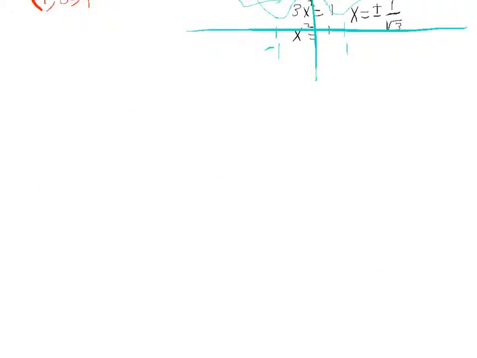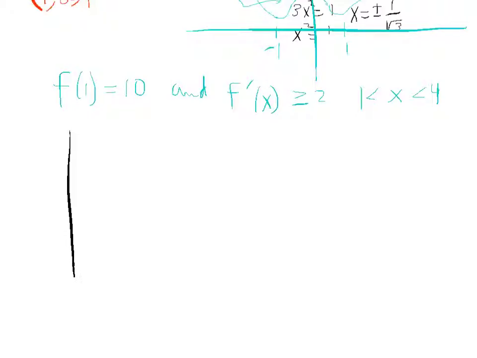And then you asked me this question: if f of 1 is 10 and f prime of x is greater than or equal to 2 when x is bigger than 1 and less than 4, how small can f of 4 be? I'm going to change marker back to black. Well, if you just made a little picture, f of 1 down here is 10, that point I know is on there.